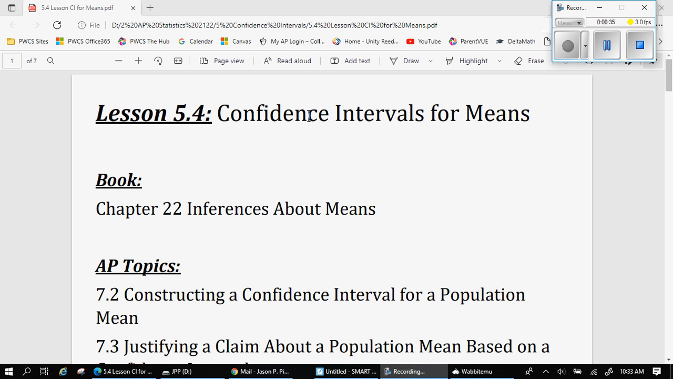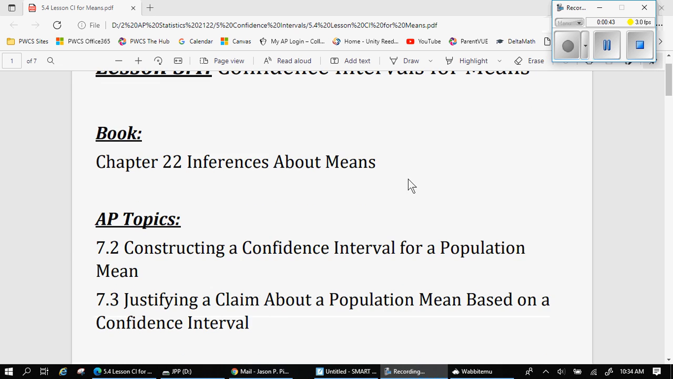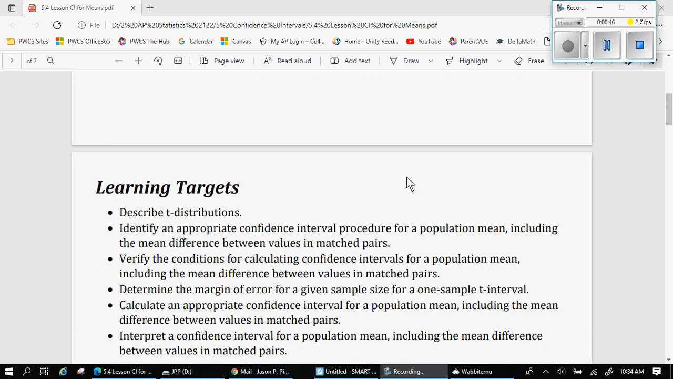The basic idea is the same. We're going to change a little bit because we're talking about means. So a standard error is going to change a little bit. Our function hierarchy calculator is going to change, but still same conceptual ideas.